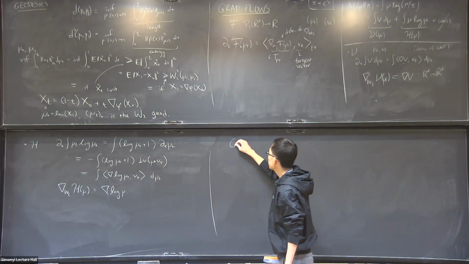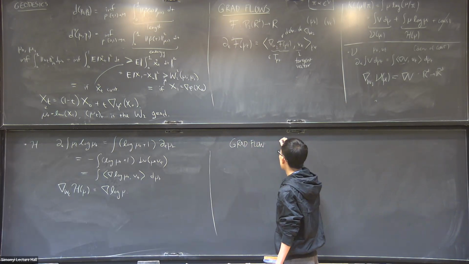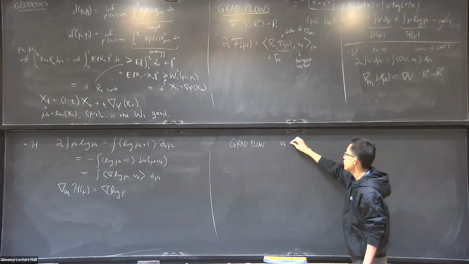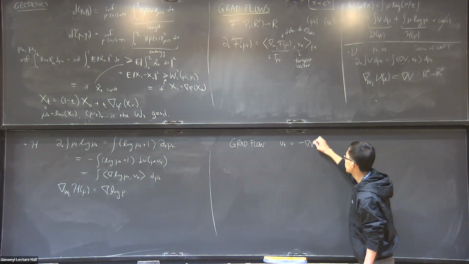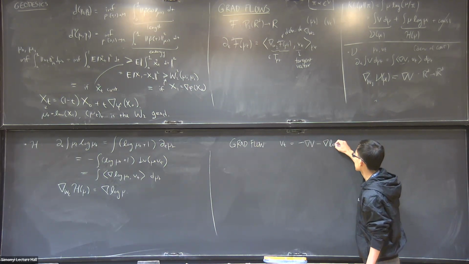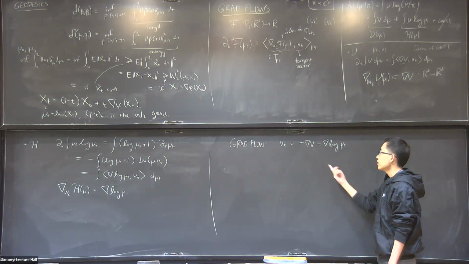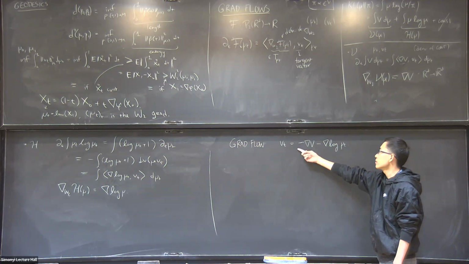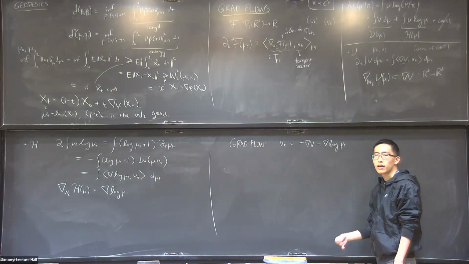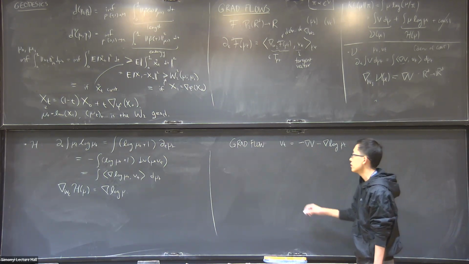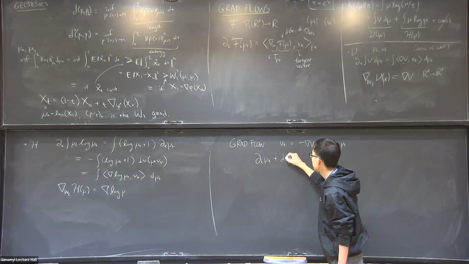So the gradient flow, I want the tangent vector to my curve at time t to be just minus the gradient. And so based on what I calculated, it's minus grad V minus grad log mu t. And what does it mean for this to be the velocity vector field to my curve mu t? It means that the evolution of mu t is governed by this continuity equation. So partial t mu t plus divergence of mu t vt is 0.